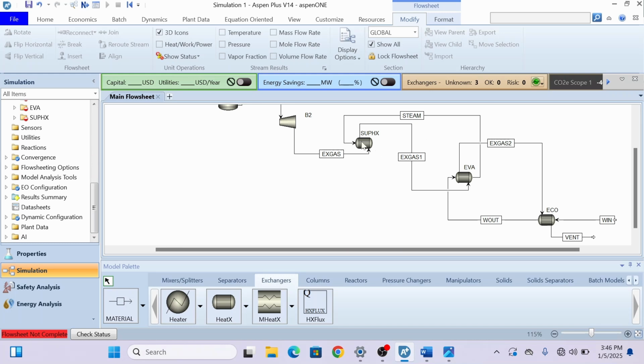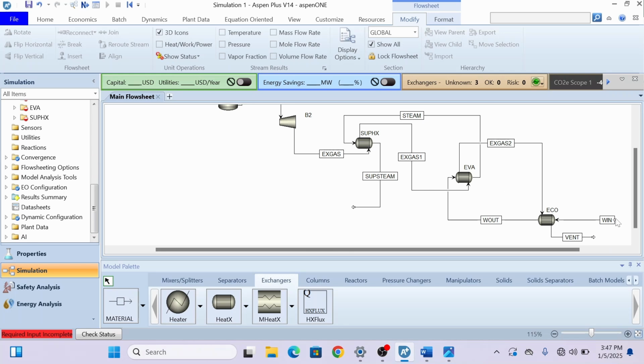There are four connections. So here I have to just specify another stream for my superheated steam. Just press this and rotate it. So now this will be my superheated steam. That's okay. So now I will specify all my heat exchangers one by one.